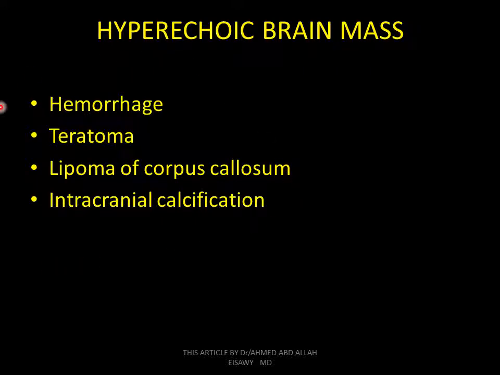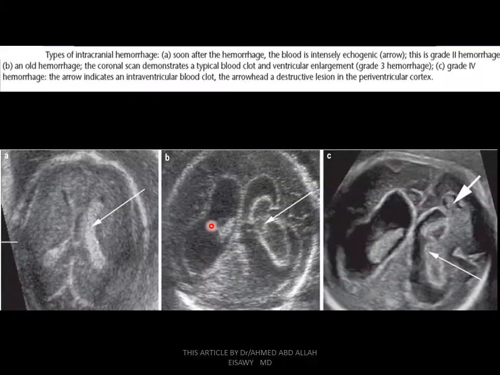Hyperechoic brain mass seen in the fetal brain on fetal ultrasound: hemorrhage, teratoma, lipoma of the corpus callosum, intracranial calcification. Types of intracranial hemorrhage soon after the hemorrhage: blood is diffusely echogenic, and this is grade 1, grade 2 hemorrhage. Old hemorrhage: a coronal scan demonstrates a typical blood clot and ventricular enlargement.